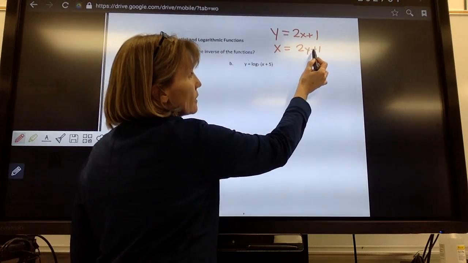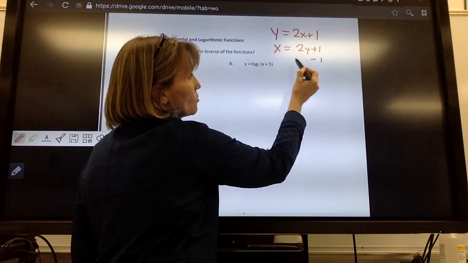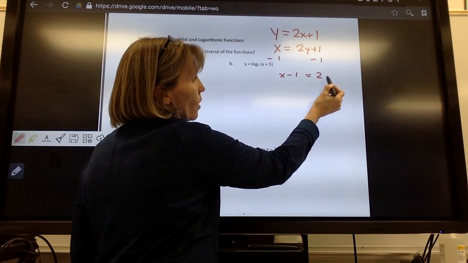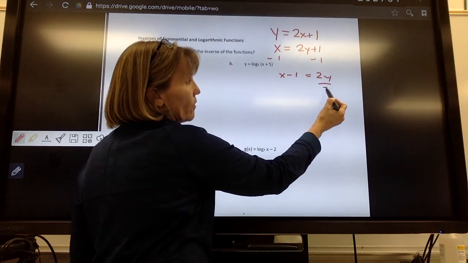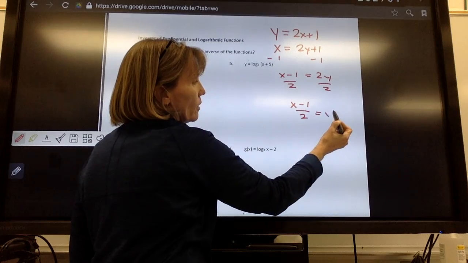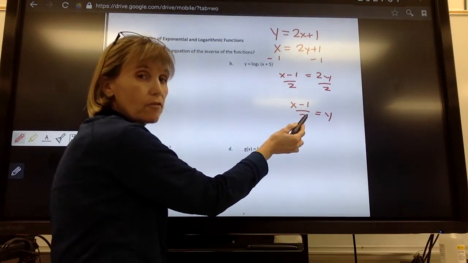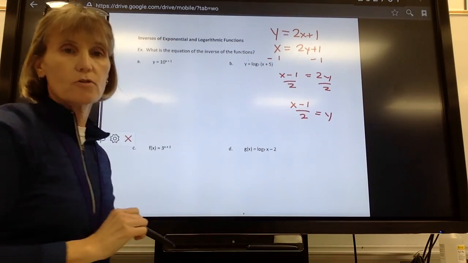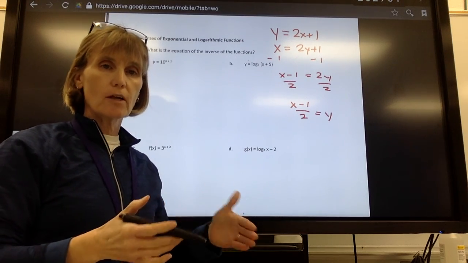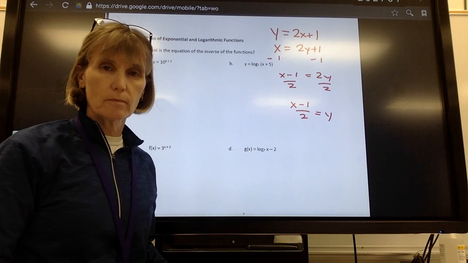So how would I isolate and get y by itself? I would subtract 1 from both sides: x minus 1 equals 2y. And then we would divide by 2. So x minus 1 divided by 2, that equation is the inverse of the original. If we were to put both of those on a graph with our diagonal line of reflection, they would be mirrors of each other.